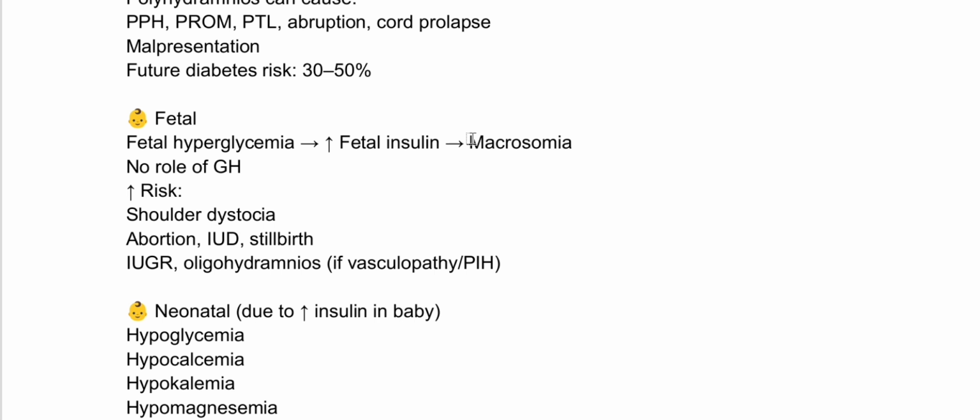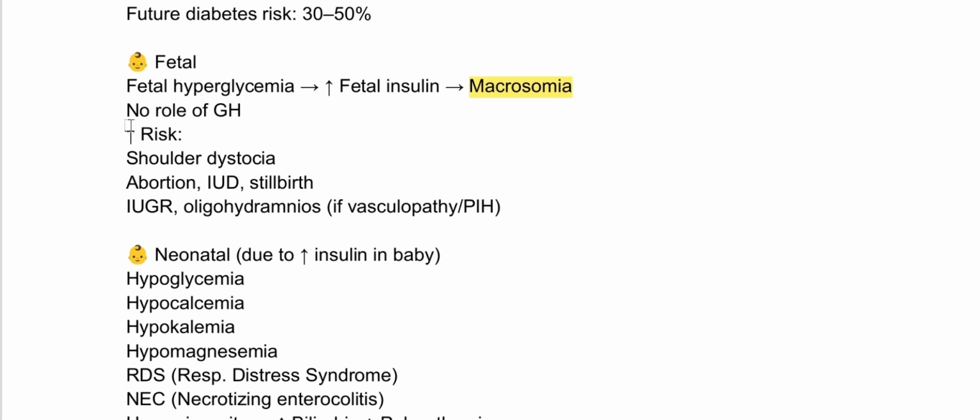The increase in fetal insulin will ultimately cause an increase in the size of the baby. So ultimately, it will cause macrosomia. There is no role of growth hormone in it. There is increased risk of shoulder dystocia, abortion, IUD, stillbirth, and oligohydramnios.